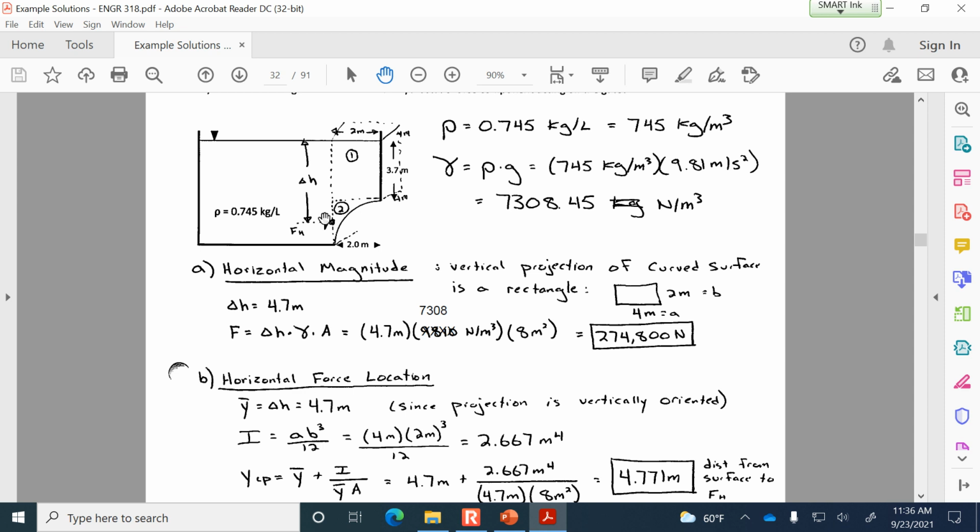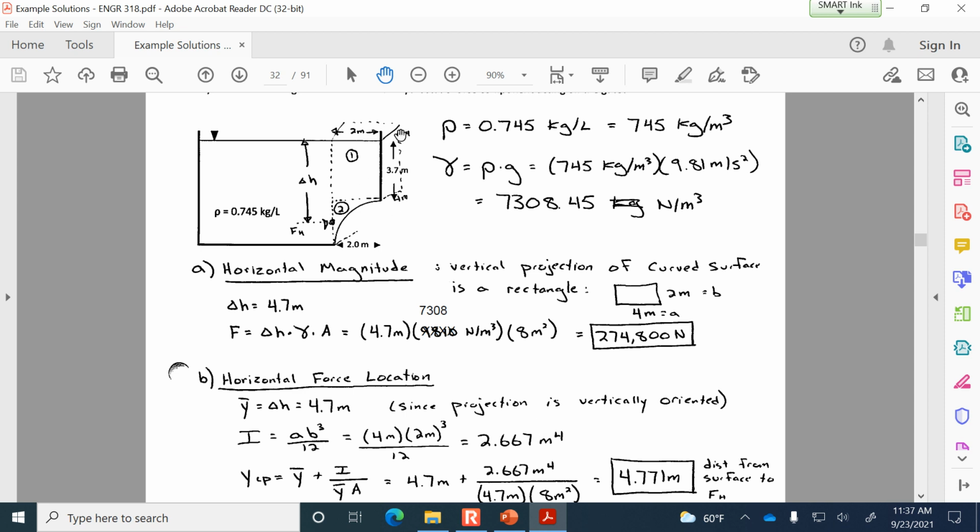So that's why we are saying that there's this one force of 274.8 kilonewtons, and it acts at this single location. It's essentially the equivalent force and location. All right, so that's the horizontal component.